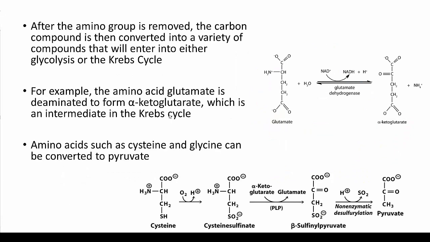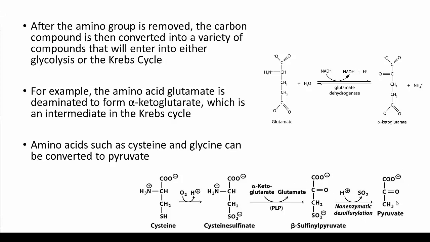Now, other types of amino acids can enter in different places. For example, the amino acids cysteine and glycine, similar but different amino acids, rather than being converted into alpha-ketoglutarate, can be converted into pyruvate instead. And there's a series of reactions here with multiple enzymes that will ultimately take an amino acid like cysteine and convert it through a series of reactions to pyruvate.